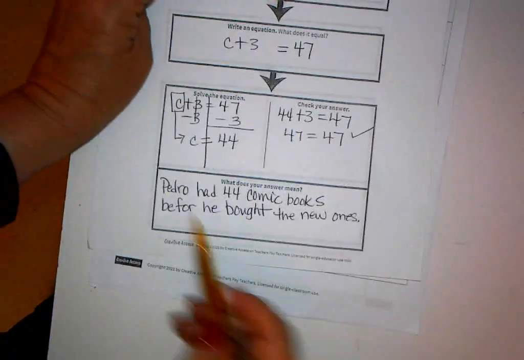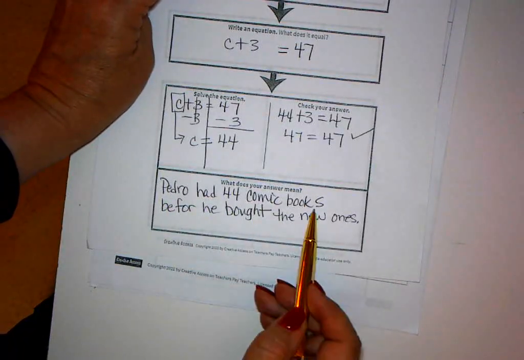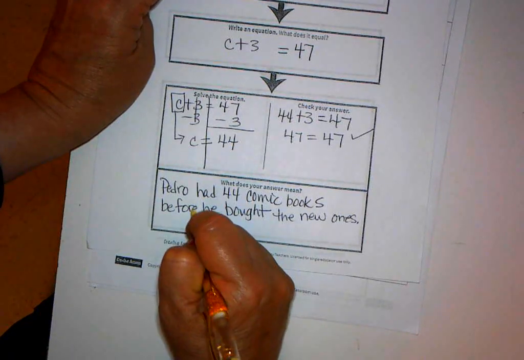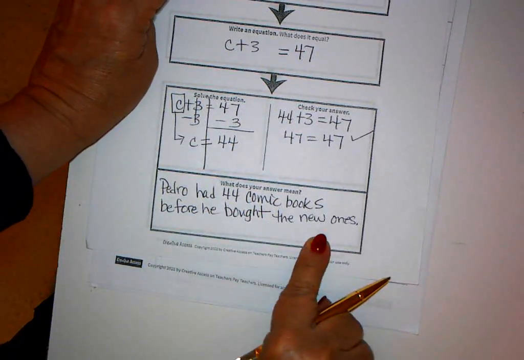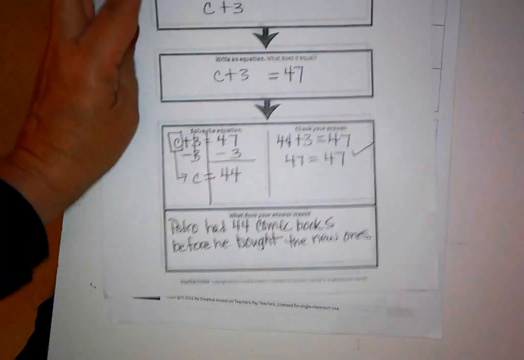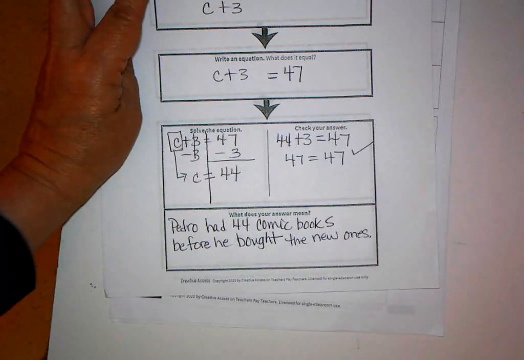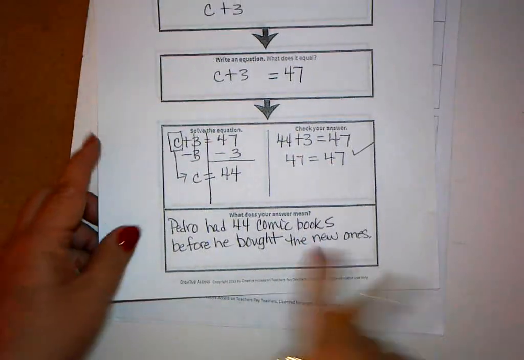Okay, so here Pedro had 44 comic books before he bought the new ones. Okay, please make sure that these answers are in complete sentences when we're having to write that out.